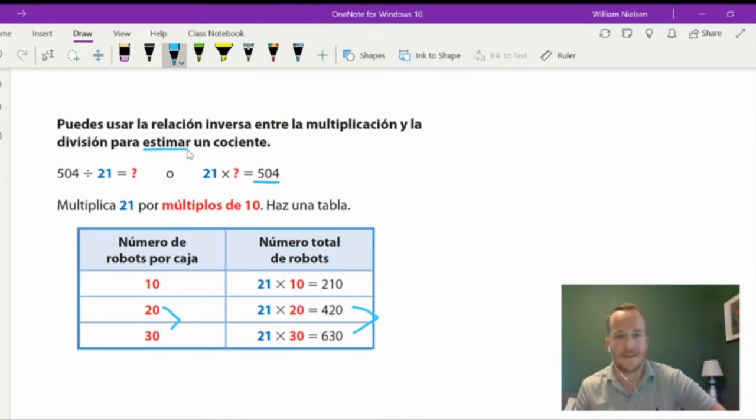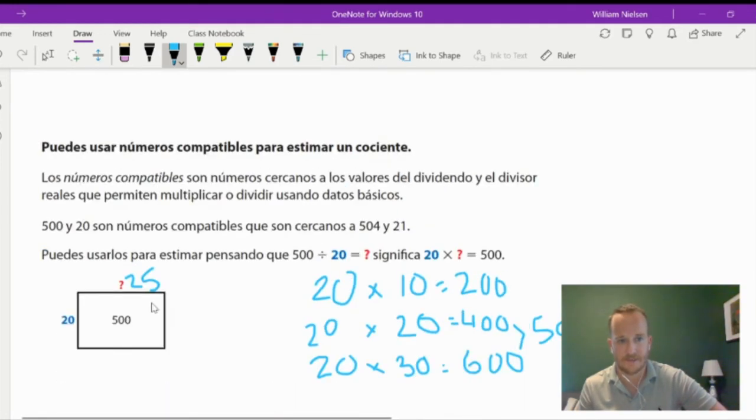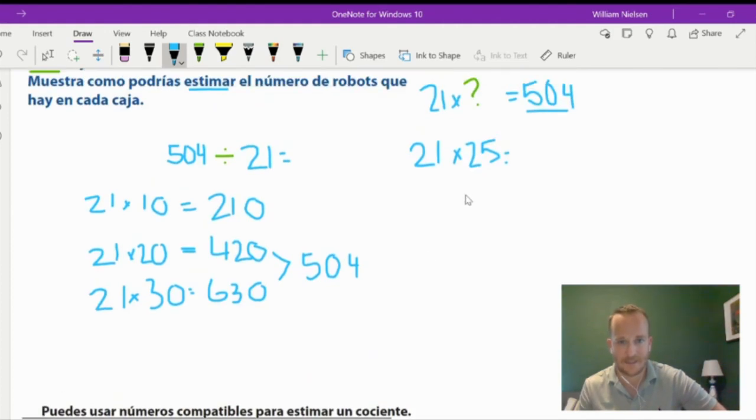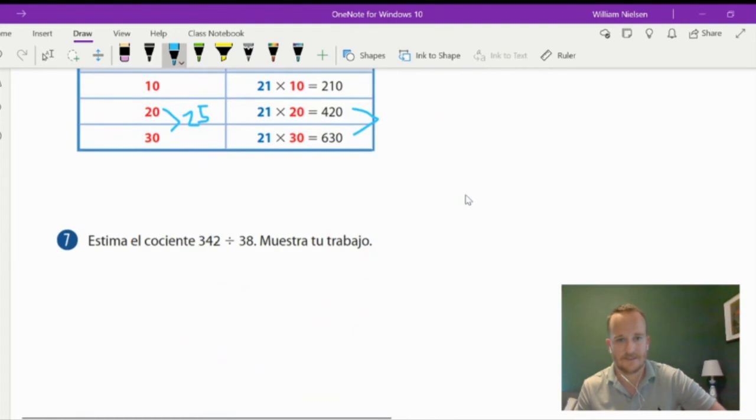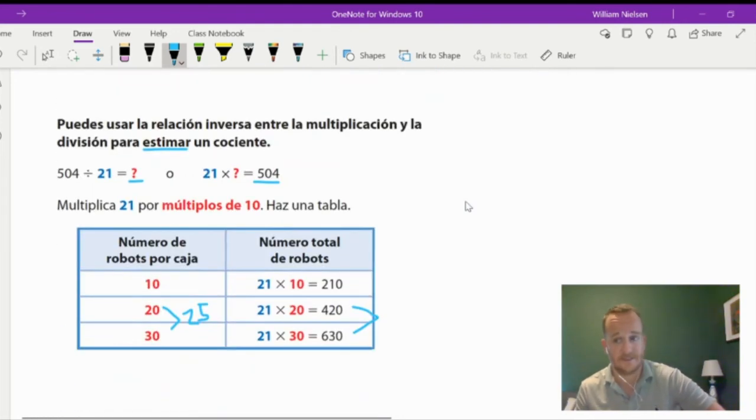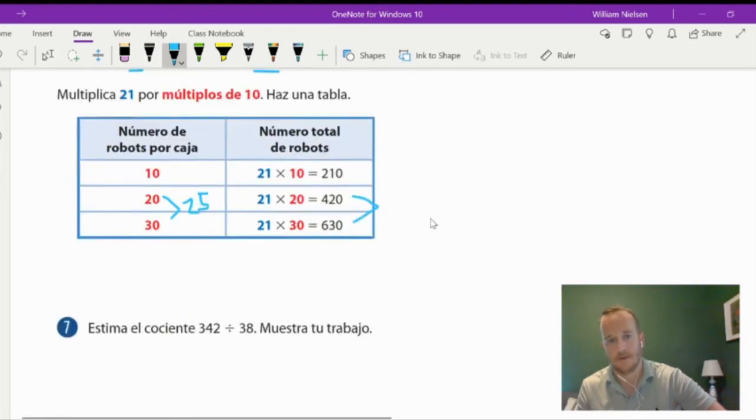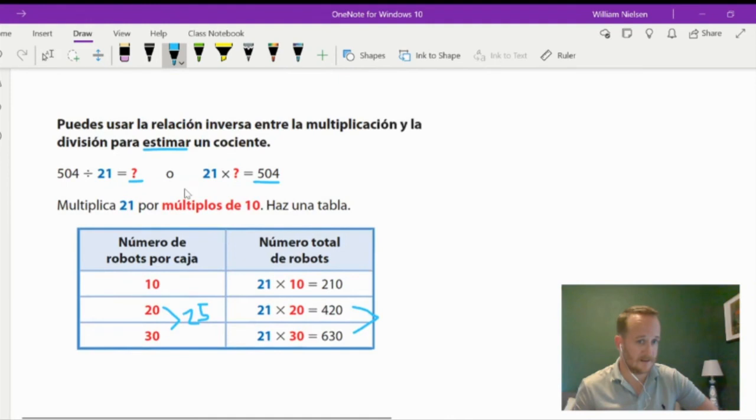¿Okay? Ojo, chicos, estimar un cociente. ¿Sabes qué es un cociente? Un cociente es como, o sea, es la respuesta de un problema de división, ¿ok? Eso es el cociente. Bueno, chicos, entonces se supone que sería 25. 25 aquí, tuvimos 25 acá. 25 acá también. ¡Wow! Ok. Entonces, se supone que sería 25. Si quieren revisarlo, se puede. Sería multiplicar 21 por 25, ¿ok? 25 es la respuesta que queremos.